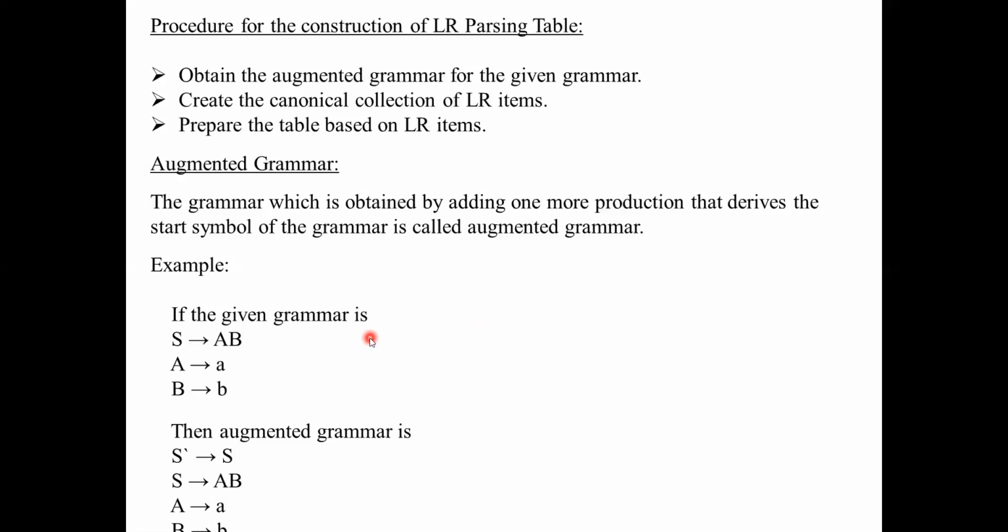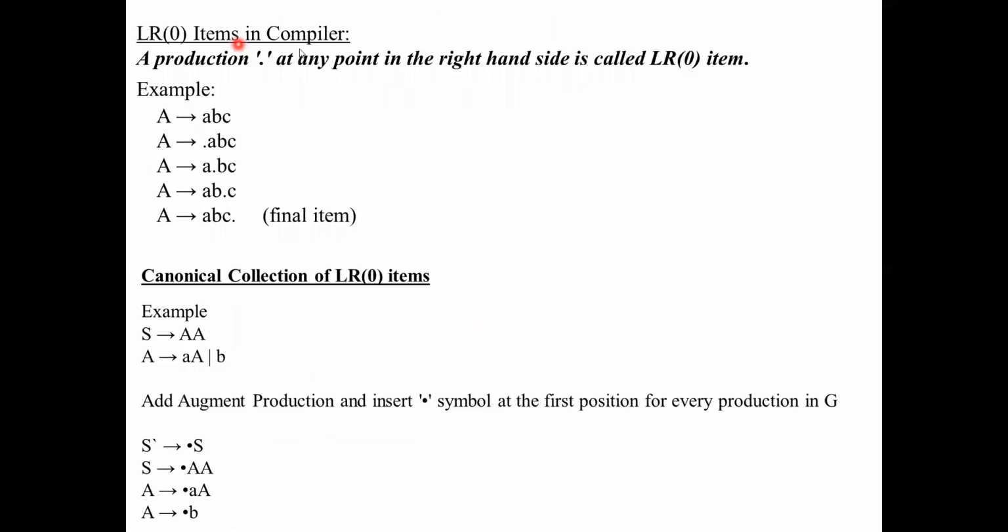So the first point is LR0 items. What is the meaning of LR0 item? A production with a dot at any point in the right hand side is called an LR0 item. The meaning is clear: an LR0 item means we introduce a dot symbol anywhere in the right hand side. So we take an example: A tends to ABC. This is a production. Now the dot is put in the right hand side at the initial point, so dot ABC is an LR0 item.